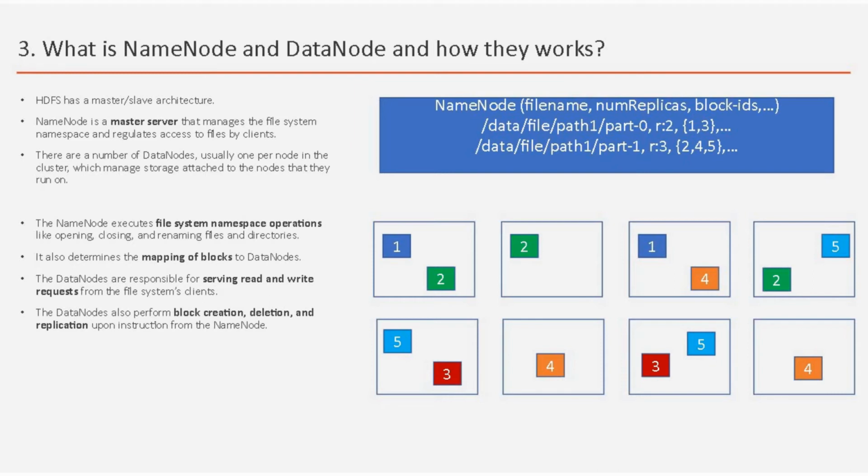Like if you have a NameNode, it will have which part of the file it has, which rack it belongs to, the number of replicas, and the block ID. So you can say block 2 belongs to DataNodes 1, 2, and 4.